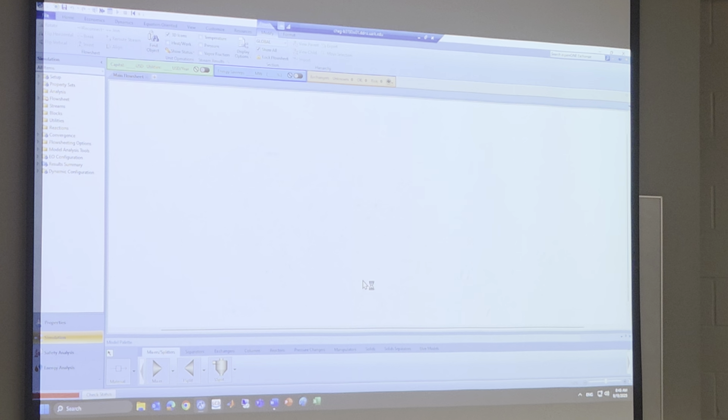If you look at the model palette, we are looking at pressure changes, the pressure changers. We have 6 different models: pump, compressor, turbine, multi-stage compressor, valve, and pipeline. Let's look at the pump. We have an input stream, pump, and output stream. Very simple. I'll name it pump.